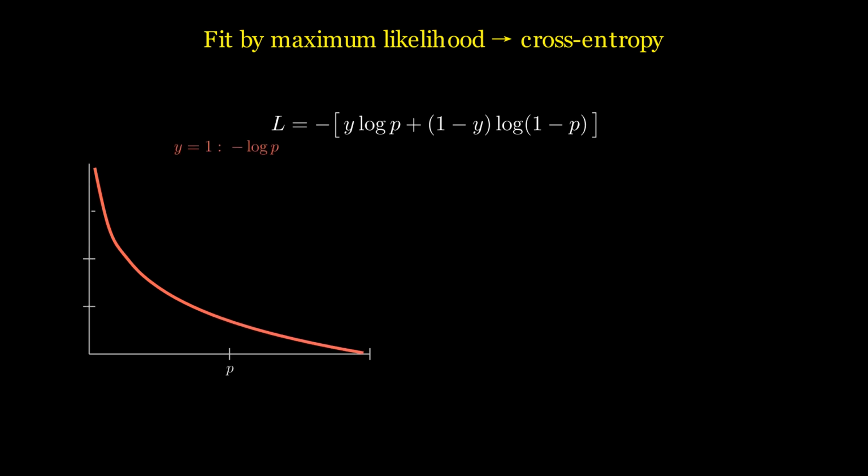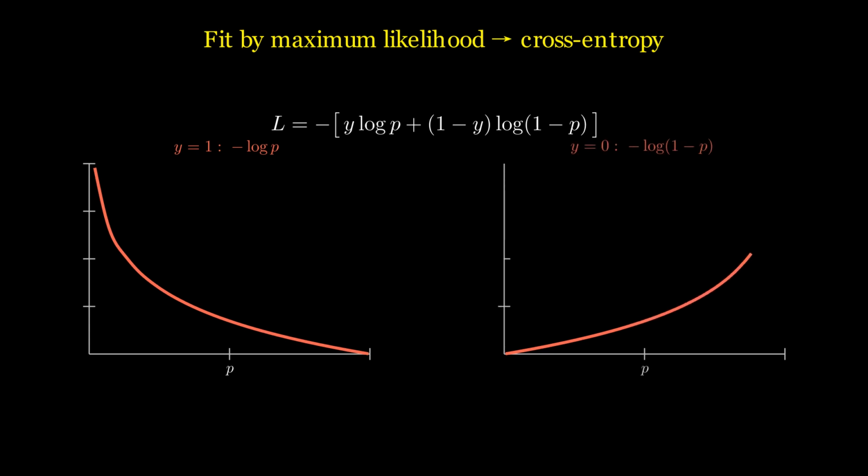For a positive example, it's minus log p. For a negative one, minus log of 1 minus p. It's a surprise meter. Confidently right costs almost nothing. Confidently wrong costs enormously. The penalty shoots toward infinity.